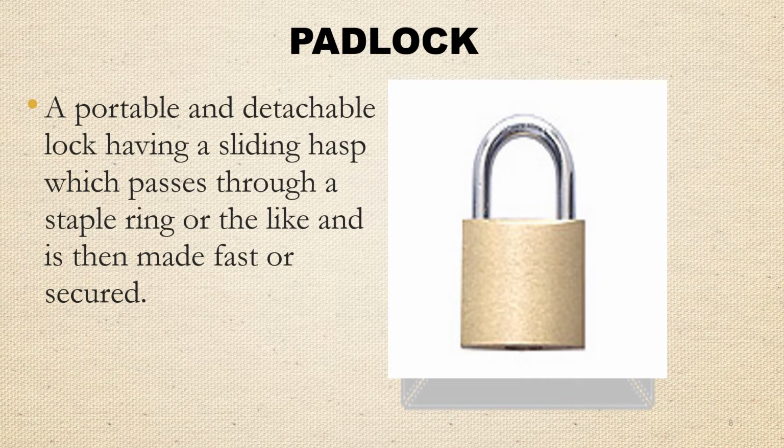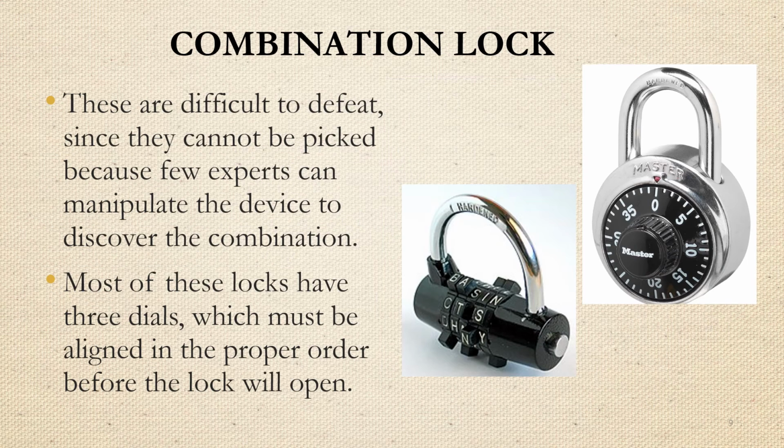Padlock is a portable and detachable lock having a sliding hasp which passes through a staple ring or the like and is then made fast or secured. Combination lock. Instead of using the key to align the tumblers, the combination mechanism uses numbers, letters, or other symbols as reference points, which enables an operator to align them manually.